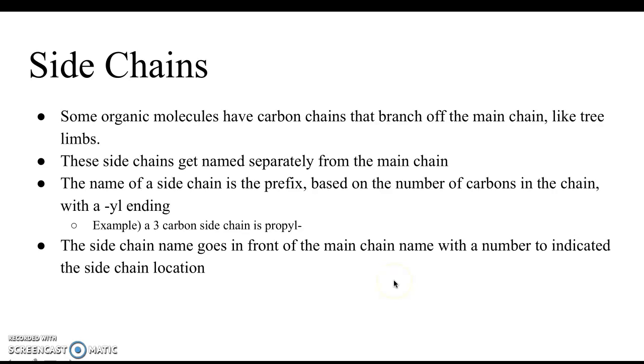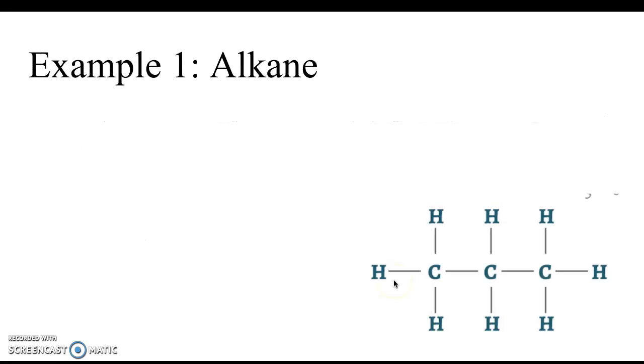And now we're going to do a couple examples. So starting with the most basic compound that we can look at, that is an alkane. So here we have a 3 carbon chain. Again, you determine the longest chain by basically following the carbons, and if you don't pick up your pencil, that's a full chain. So 1, 2, 3.